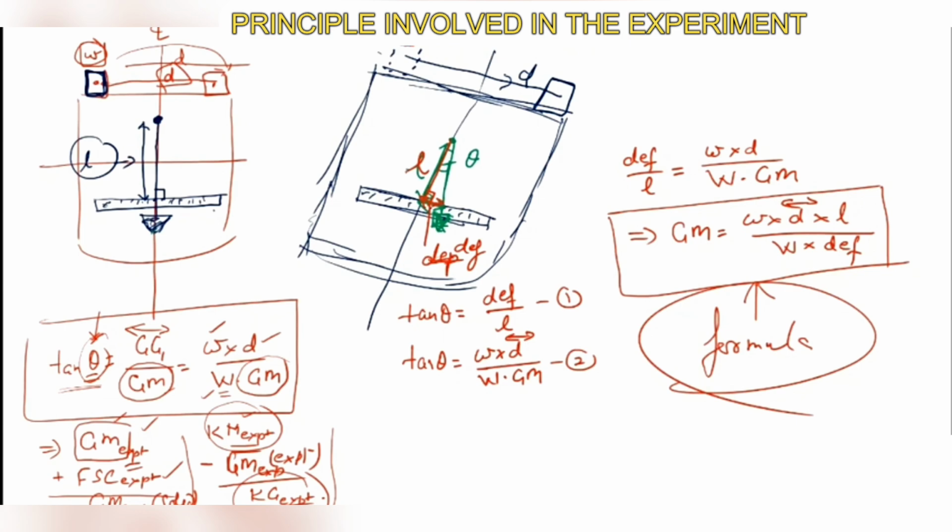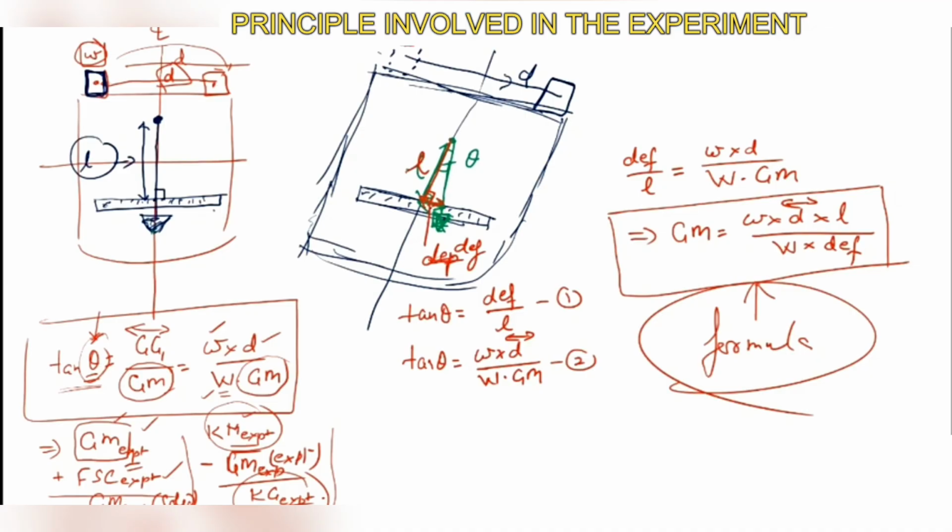D is the transverse distance through which the inclining weight is shifted. Capital L is the length of the pendulum. Capital W is the displacement of the ship in the condition in which the experiment was performed. And deflection is the deflection on the graduated scale, which is caused because of the deflection of the pendulum because of the list caused. Is that clear, beta?